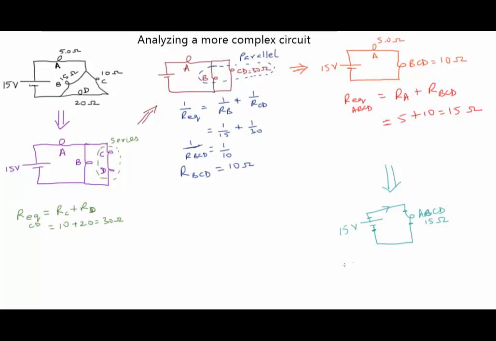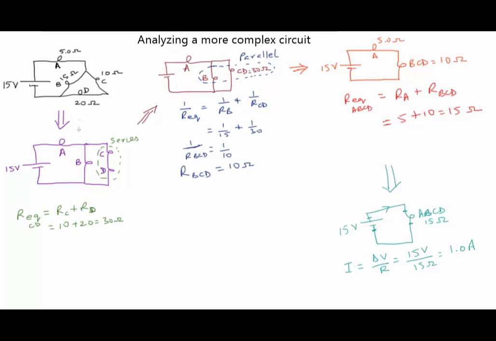So then I can use my Ohm's law and figure out the current in this circuit. So the current in this circuit would simply be delta V over R. Delta V across the bulb is 15 volts, same as the battery EMF. The resistance is 15 ohms. So this gives me a current of 1 amp.